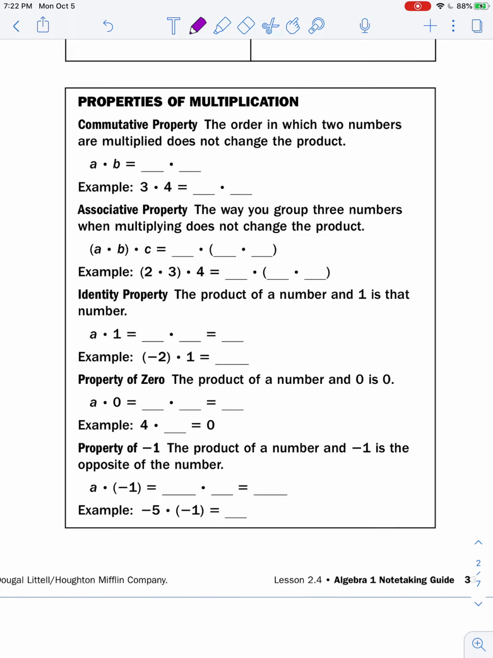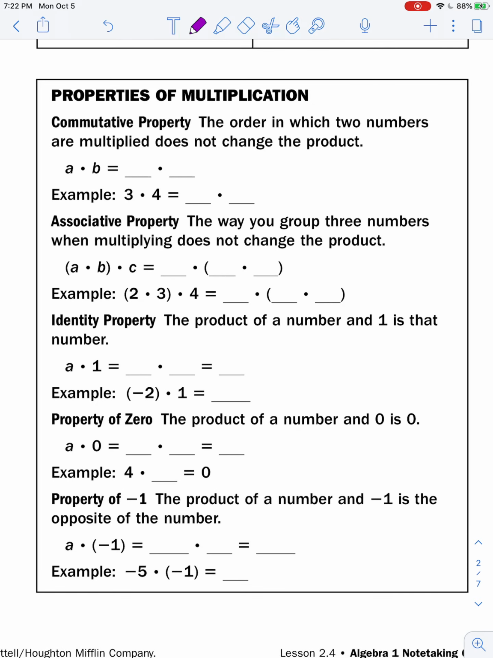All right, so we talked about properties the other day, and we're going to talk about them again here for multiplying, and they're really similar to what we talked about. If you remember from last time, commutative had to do with the order. So we would do like A plus B equals B plus A. Same thing here, except we're doing multiplication. So A times B is the same as B times A. So whether you take 2 times 3 or 3 times 2, you end up with the same value. That's what that one is telling you about.